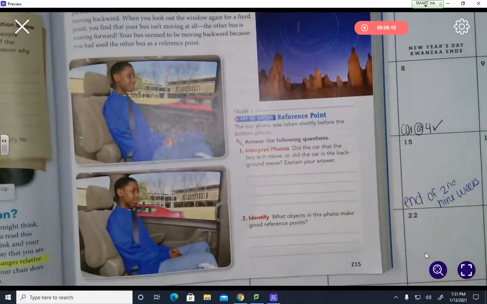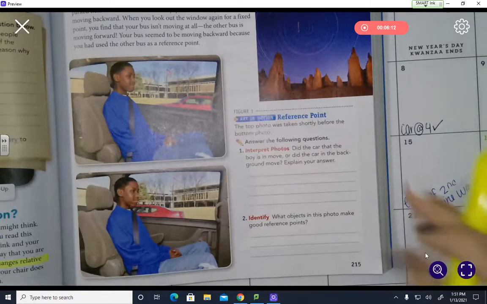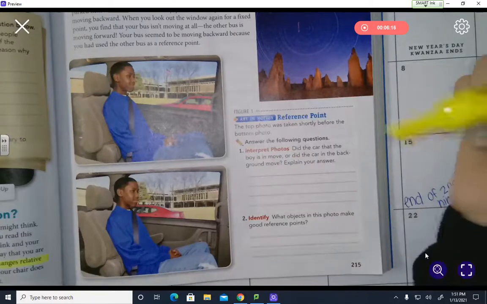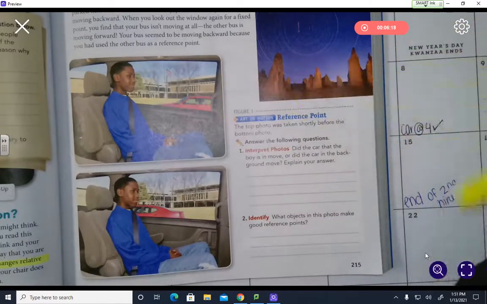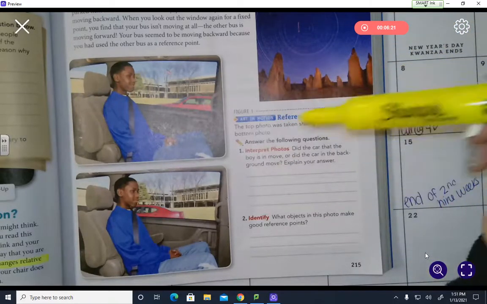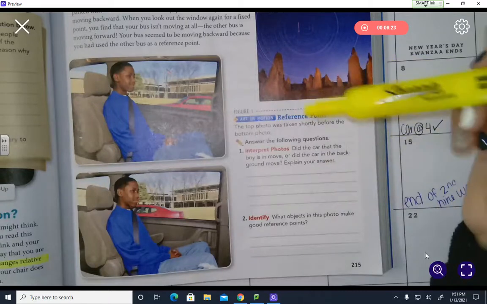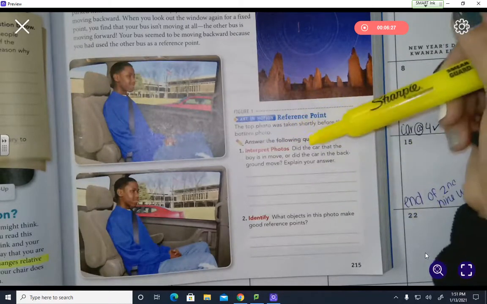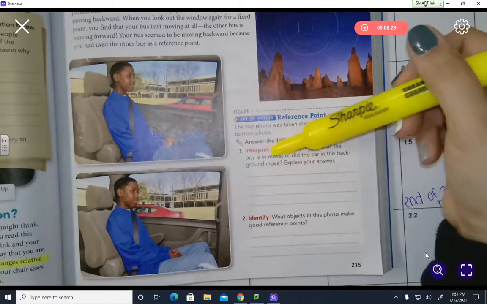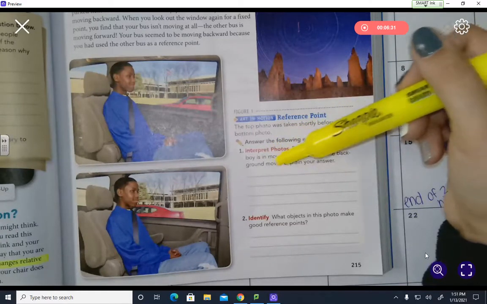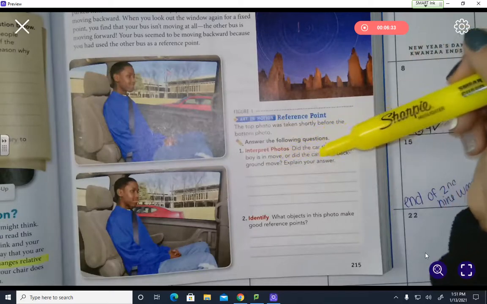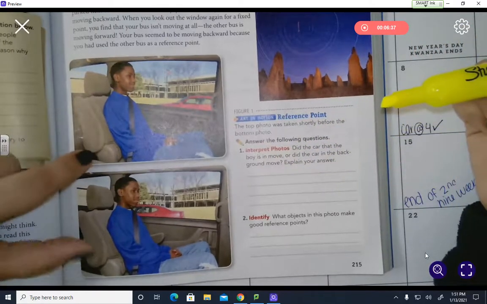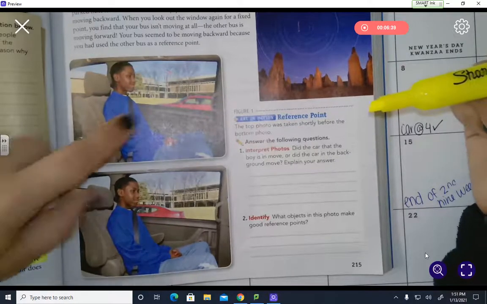All right, time to use your pencil now. Told you to grab a highlighter and a pencil. Hope you guys listen to me. Get out your pencils. Figure 1, it says art in motion, reference point. The top photo was taken shortly before the bottom photo. Answer the following questions. Did the car that the boy is in move, or did the car in the background move? Explain your answer. So look at these two photos. So did the car that the boy was in move, or did this car move?